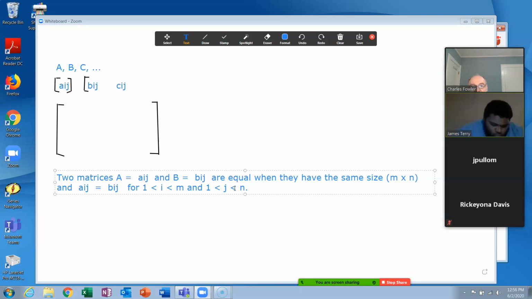Let's say the first matrix was 1, 2, 2, 3. 1, 2 in the first row, 2, 3 in the second row. If the second matrix is 1, 2, 3, 2, even though they have the same entries, they're in a different order, so they are not equal. They have to be the same entries in exactly the same locations.